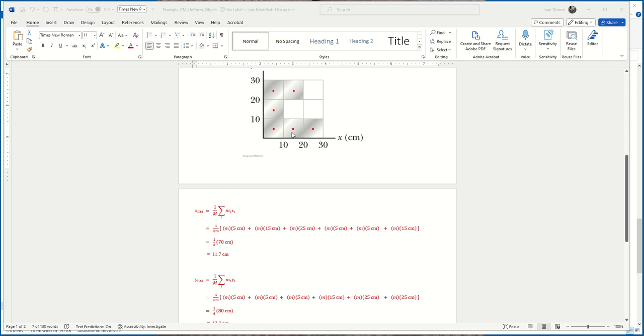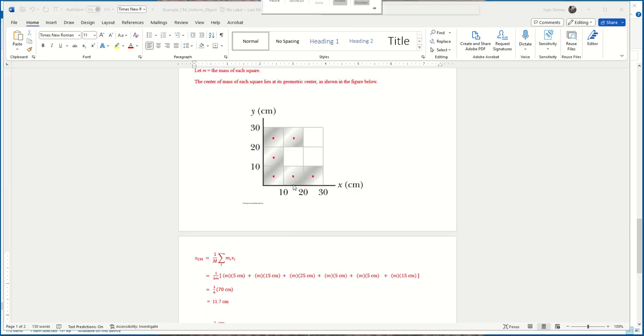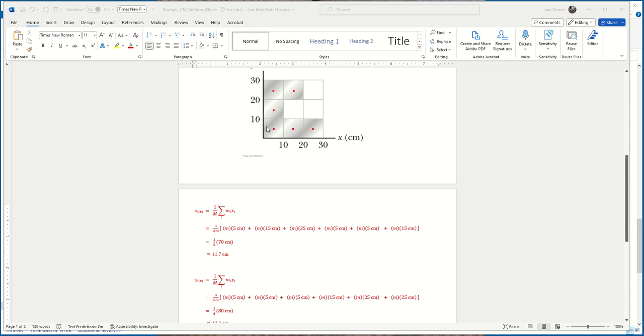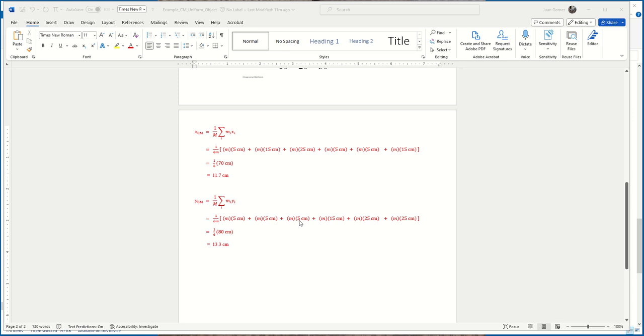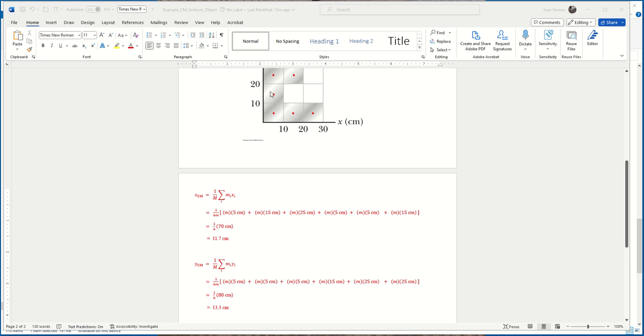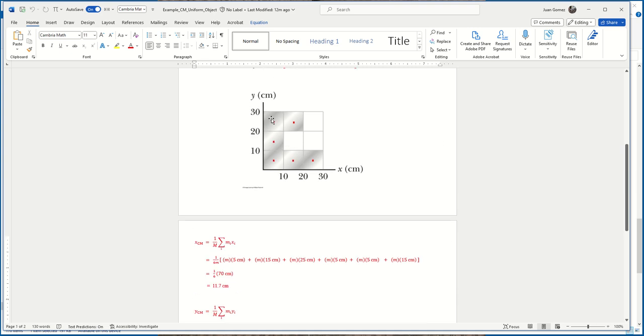Now remember the squares, I'm just starting at the bottom and going 1, 2, 3, 4, 5, and 6, same as the x. So what's the y coordinate? The y coordinate of squares 1, 2, and 3 is 5 centimeters each. So see right here, 5, 5, and 5. That takes care of squares 1 through 3. Now what's the y coordinate of square 4? 15. What's the y coordinate of square 5 and square 6? The y coordinate of each one is 25.